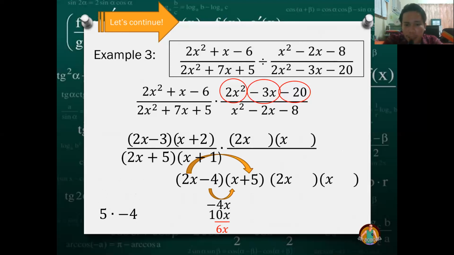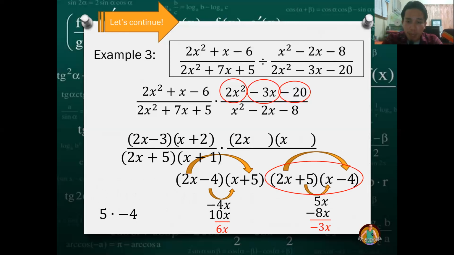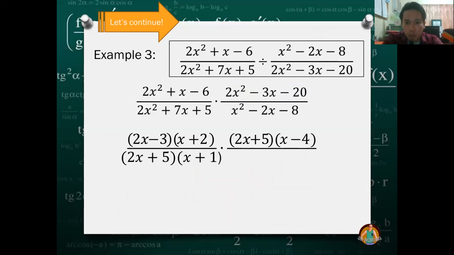I-try naman natin na baliktarin. Si 2x plus 5 at si x minus 4. Si negative 4 ilagay natin sa x. Check natin. 5 times x will give us 5x. 2x times negative 4 will give us negative 8x. When we combine, it will give us negative 3x, which is tama or lumabas yung ating middle term. So, ibig sabihin yung tamang positioning is 2x plus 5 and x minus 4 as the correct position at factor ng ating 2x squared minus 3x minus 20.